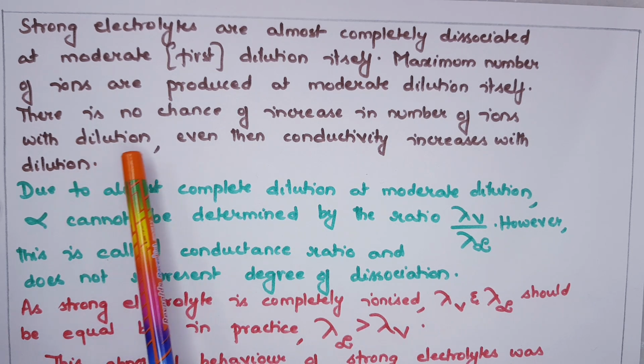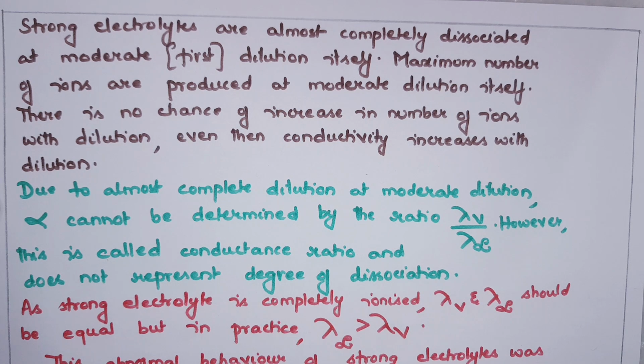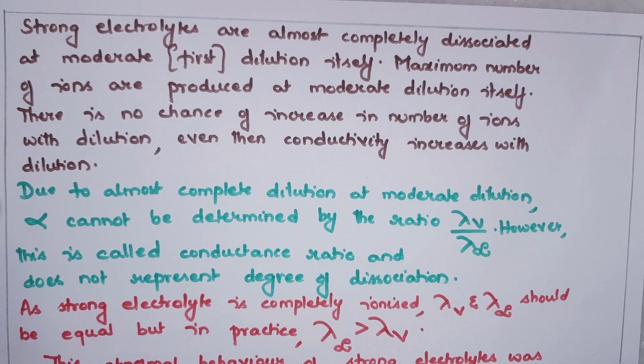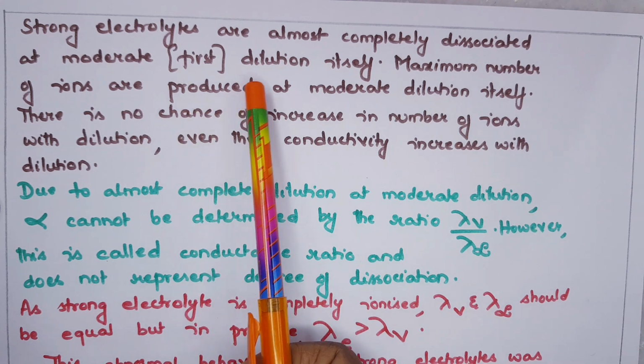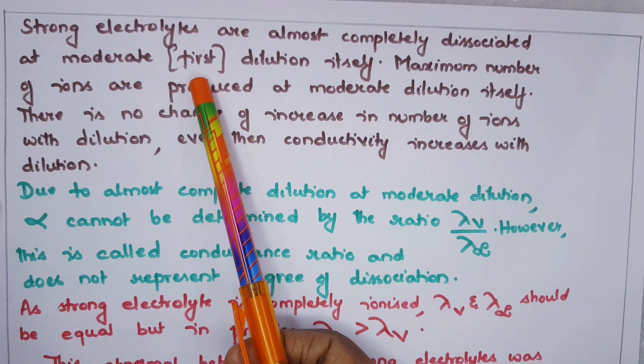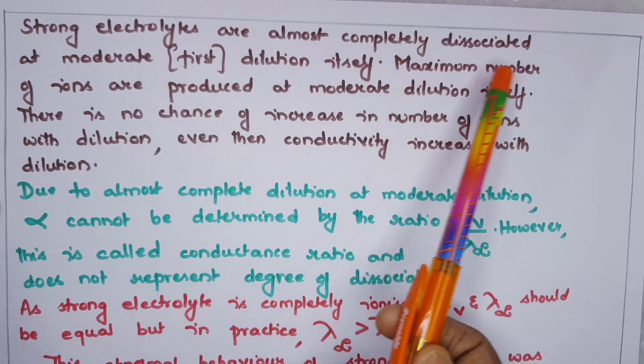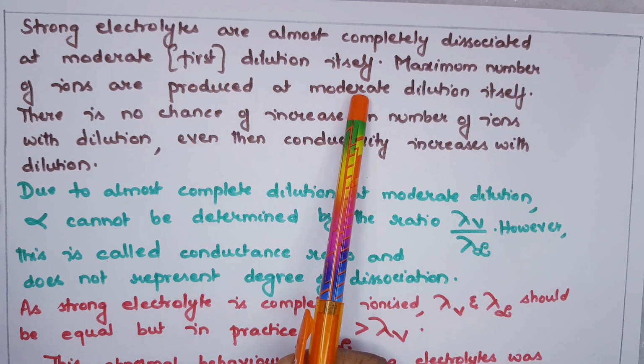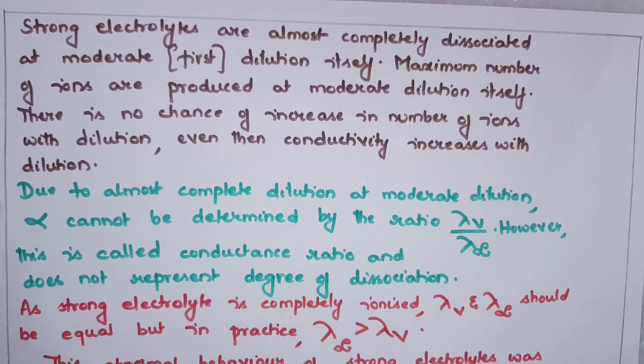So, the reason for this, why this is correct in the case of weak electrolytes and wrong in the case of strong electrolytes: on dilution, dissociation is increasing is correct in the case of weak electrolytes but not strong. Why? Immediately when you add water, that is at first dilution itself, maximum number of ions will be produced. That means it can be completely dissociated. Okay. But conductivity increases with dilution. Okay. Mark this point, students.